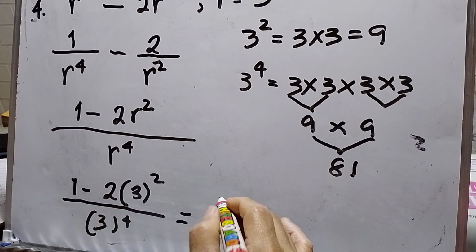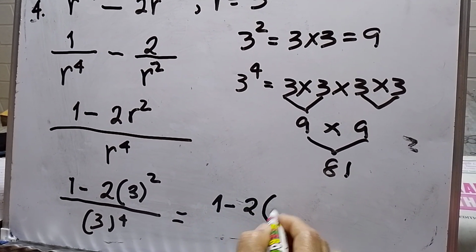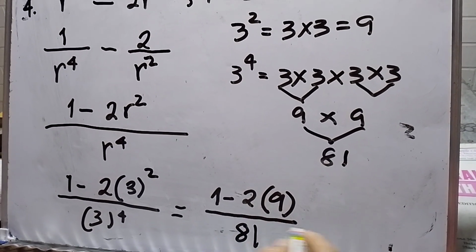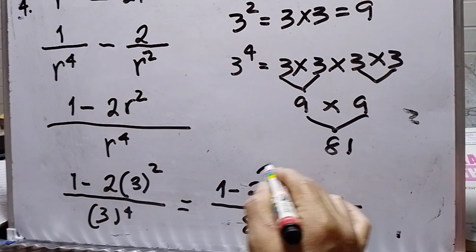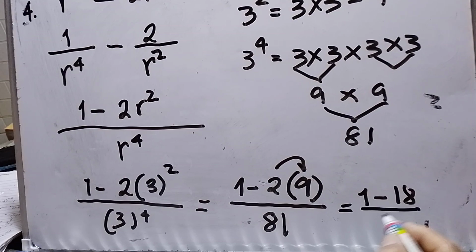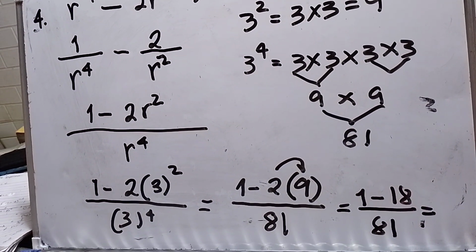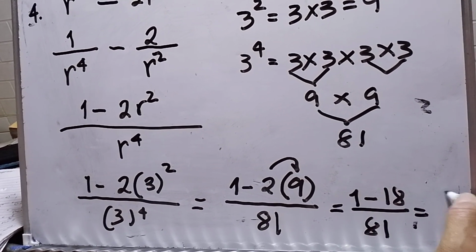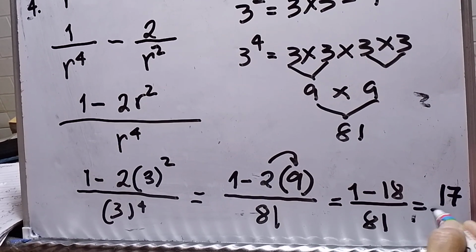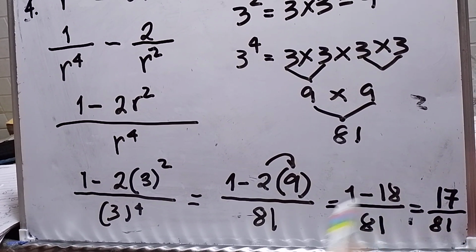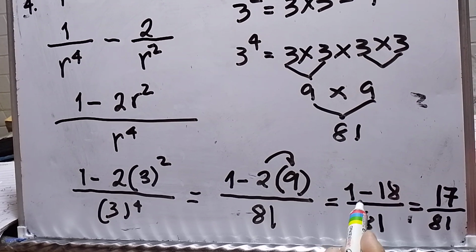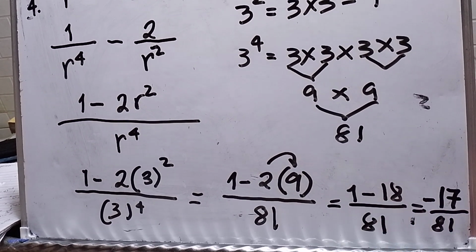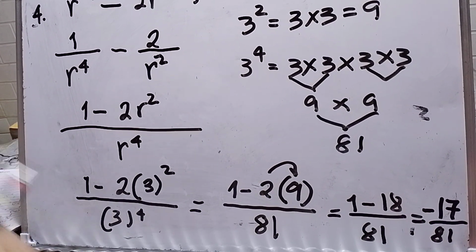So, this will be 1 minus 2 times 9 all over 81. And then this will be 1 minus 18 over 81. So what is 1 minus 18? So take note, unlike signs. So subtraction, 18 minus 1 is 17 over 81. So what is the sign of the numerator? Since 18 is bigger than 1, and 18 has a negative sign, this will be negative 17. So the answer for number 4 is negative 17 over 81.